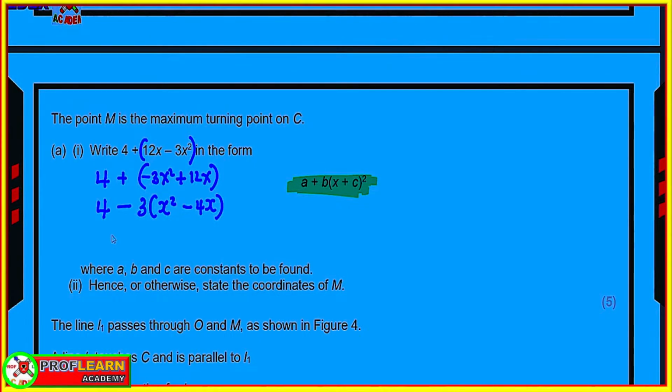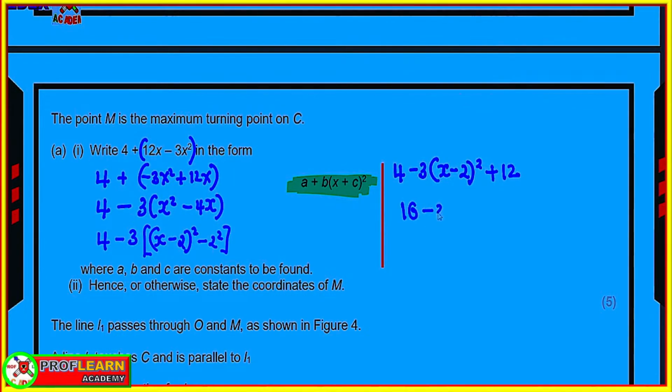So that is it. And then according to the process of completing the square, we are going to introduce the brackets, and we shall take x minus a half of this number 4, and then we shall subtract the square of 2 there, and then we can simplify the expression, which shall become +12. Then 4 plus 12 gives us 16. Then we shall have -3 into x minus 2 squared. So this is the completed square form of this.